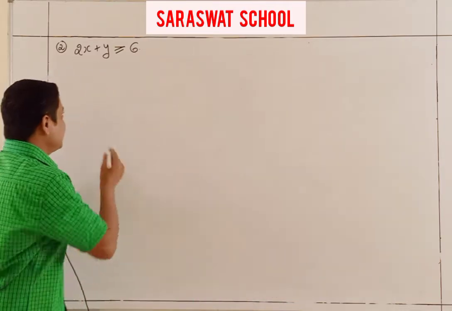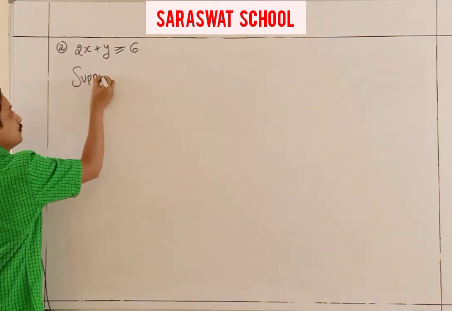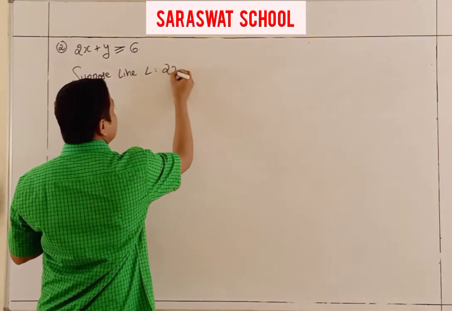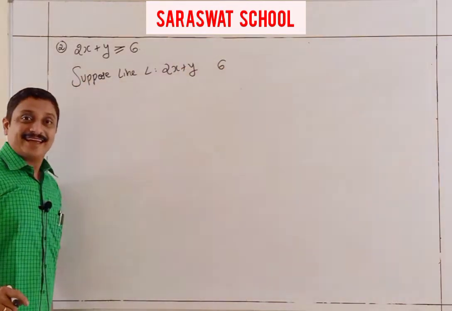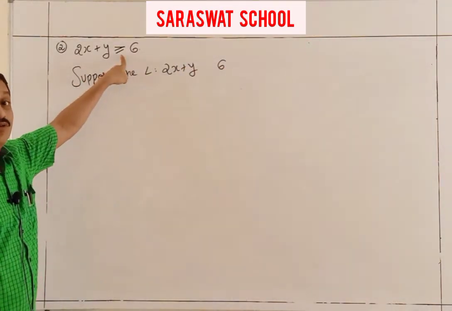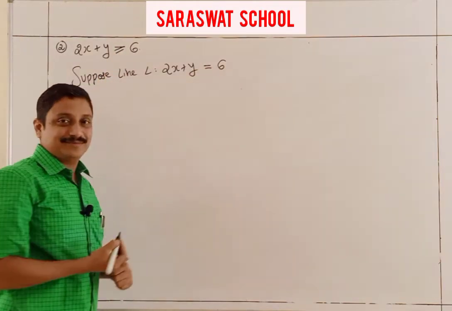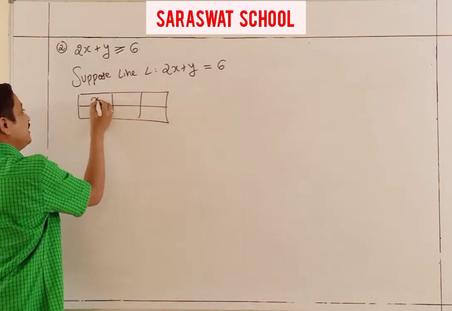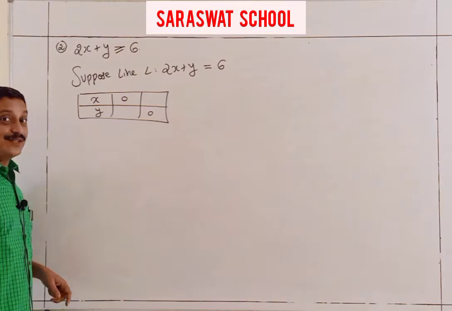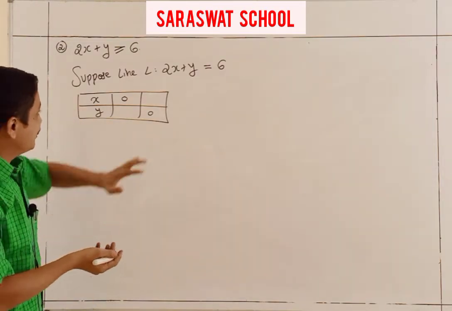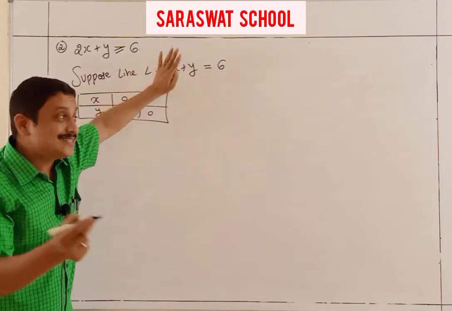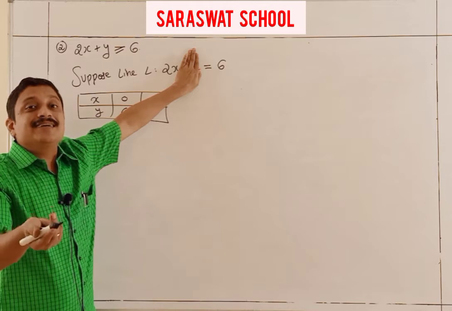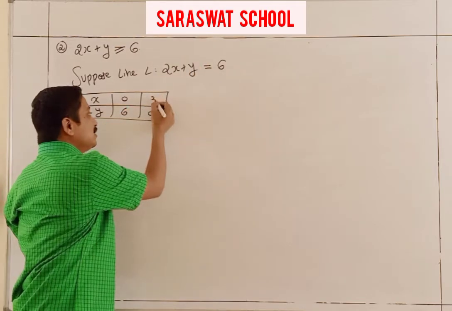Okay, I start slowly. Suppose line L. I just assume 2x plus y, whatever form is given here, you must write it as equal. Yes. And going to a table, and this table is very easy. Alternately, x is 0. Now if you are taking x as 0, then what is y? Yes, y is 6. Now if you take y as 0, what is x? 2x is equal to 6, x is equal to 3.